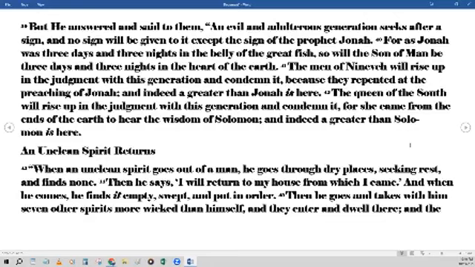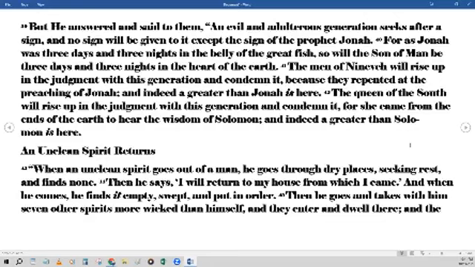For as Jonah was three days and three nights in the belly of the great fish, so will the Son of Man be three days and three nights in the heart of the earth. The men of Nineveh will rise up in the judgment with this generation and condemn it, because they repented at the preaching of Jonah, and indeed a greater than Jonah is here. The queen of the south will rise up in the judgment with this generation and condemn it, for she came from the ends of the earth to hear the wisdom of Solomon, and indeed a greater than Solomon is here.